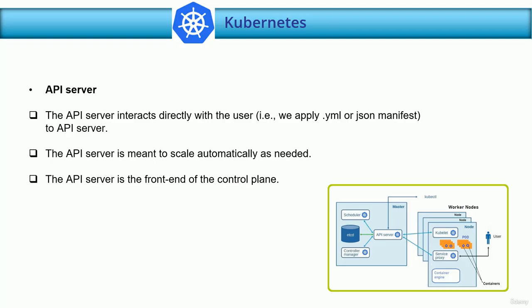The API server is meant to scale automatically as needed. So there is one good feature of the API server, that it scales automatically. Suppose the load on the API server increases. So what will happen at the backend? The API server will increase its capacity. The API server is the front end of the control plane.